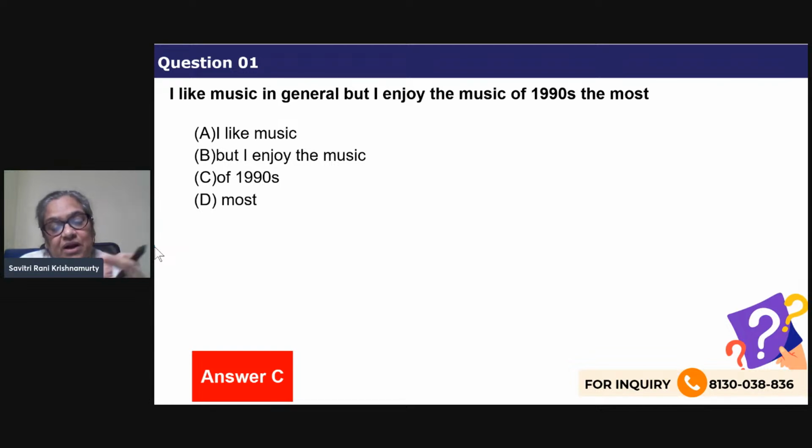This question has been asked in CAT verbal grammar. This was asked in CAT. This has been asked in XAT. This has been asked in MH-CET. I'm sure some year or the other it was asked in SNAP also. All right, okay, let's look at the next question. Clear, all of you?